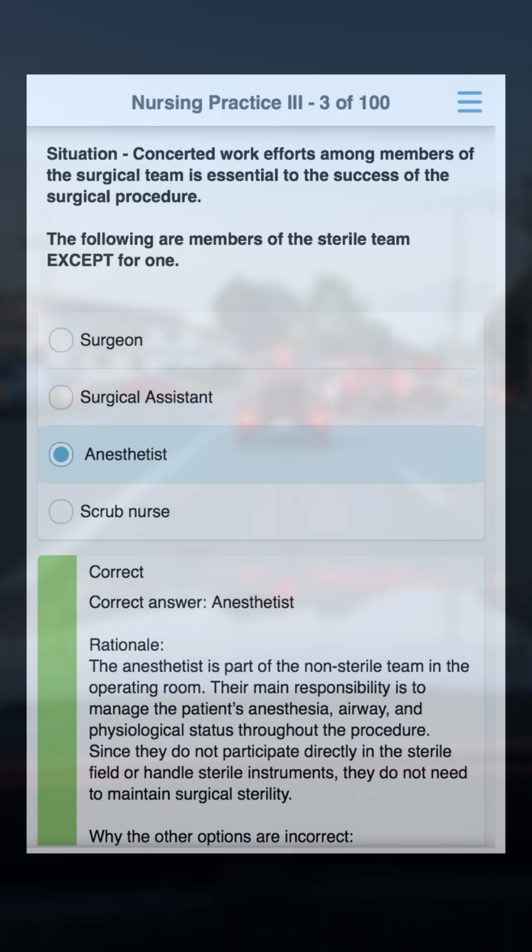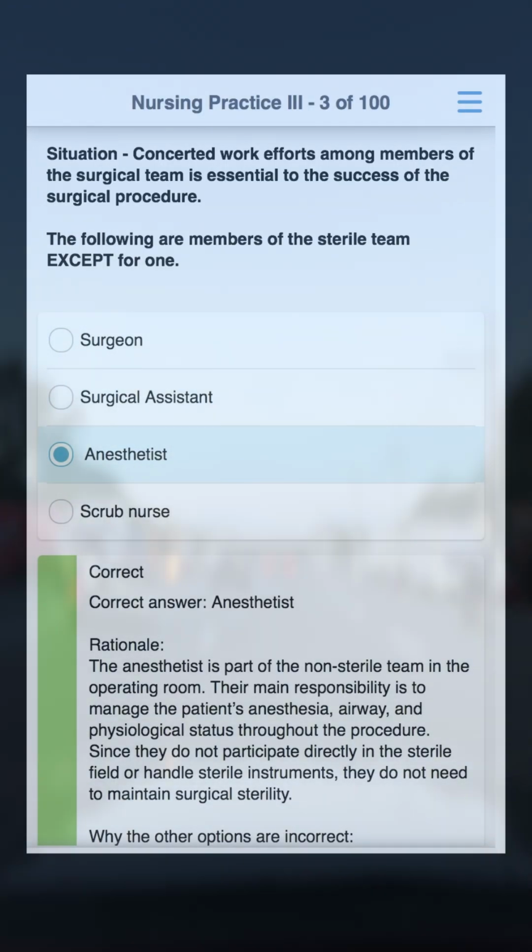Imagine that a patient is undergoing abdominal surgery. Inside the sterile field, we have the surgeon, the surgical assistant, and the scrub nurse. The surgeon is performing the procedure. The surgical assistant is helping with the surgical intervention. The scrub nurse is managing the sterile instruments and supplies. Outside the sterile field is the anesthetist, managing the patient's anesthesia and physiologic condition.